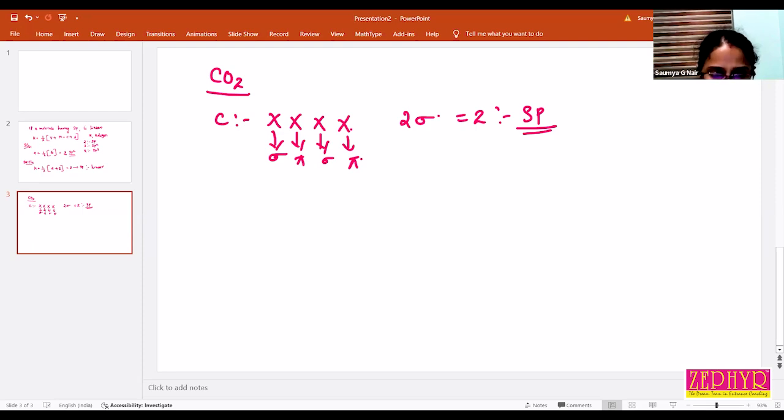Another example, N3 minus. It is called azide ion. Use the same method. Nitrogen outer shell contains how many electrons?